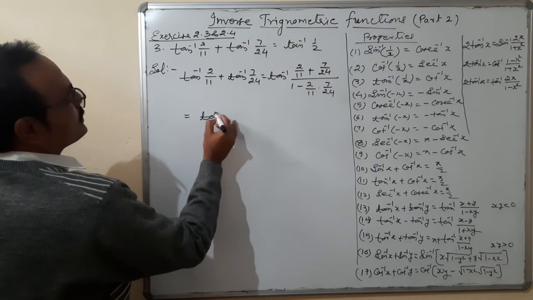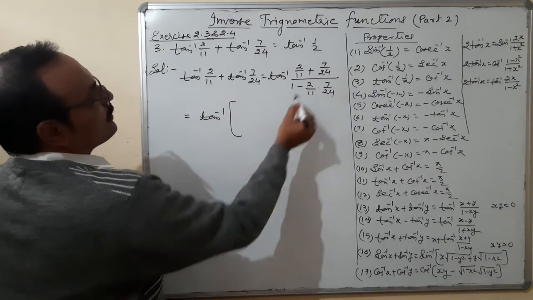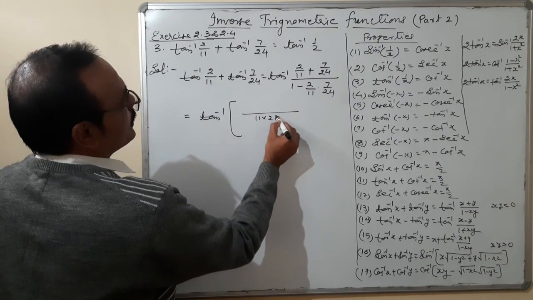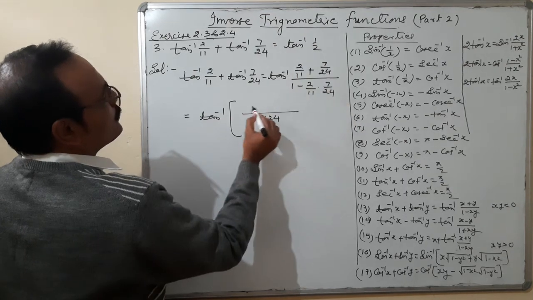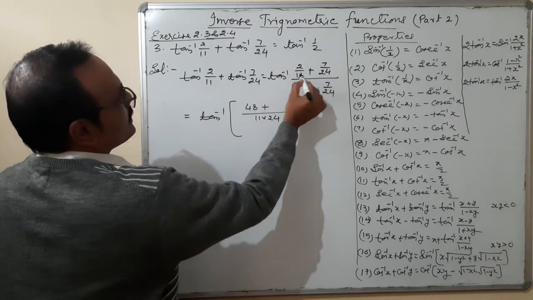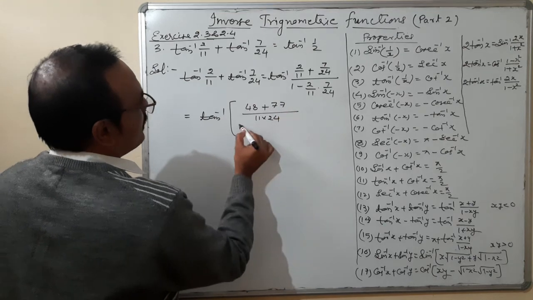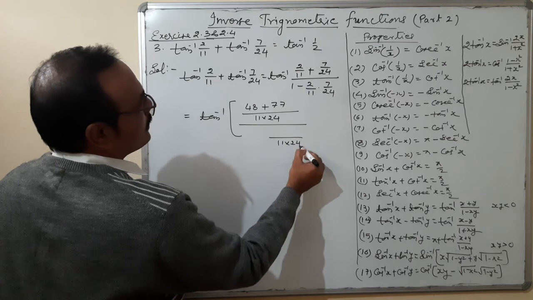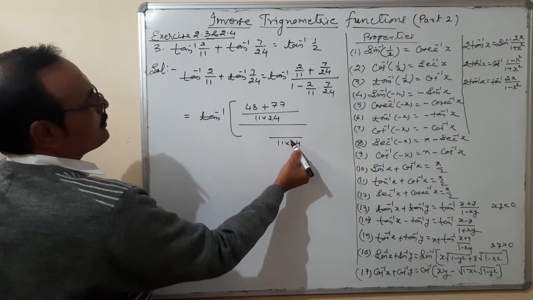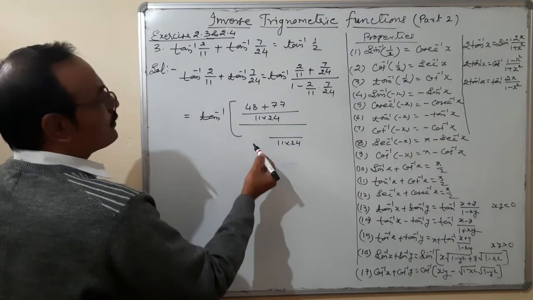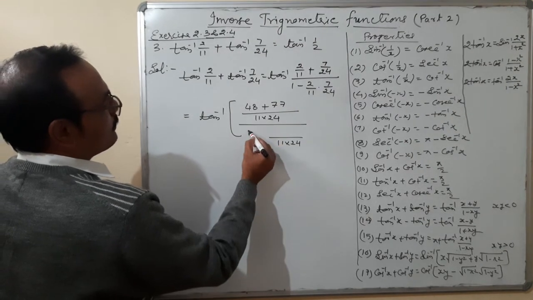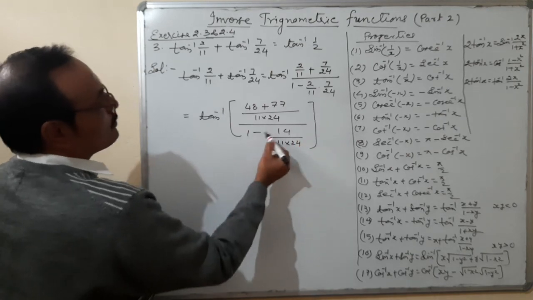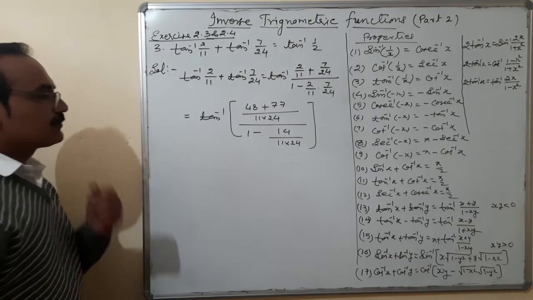So tan inverse, LCM. 11 multiplied by 24. It is coming 24 times 2 is 48 plus 11 times 7 is 77 upon LCM 11 into 24. Not LCM, sorry, multiply 11 by 24. So what is coming here? First I am writing 1 minus 14 upon 11 times 24.